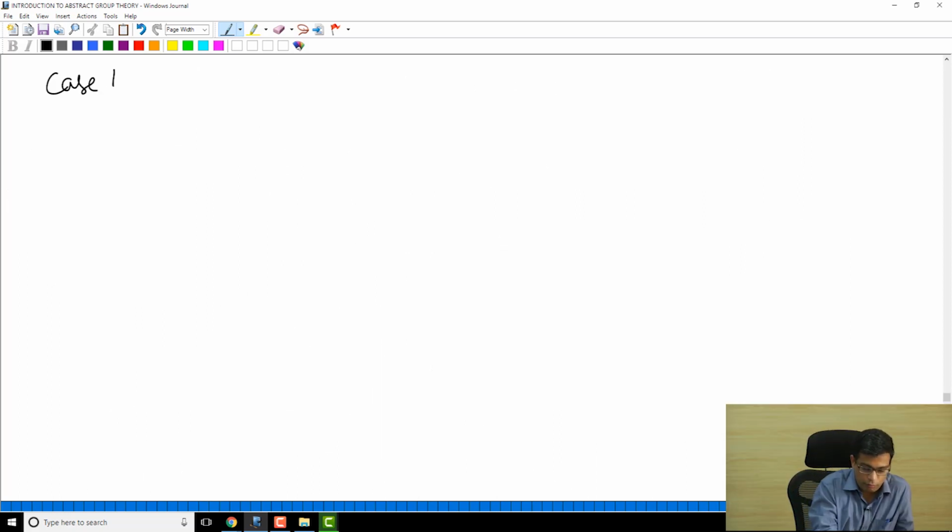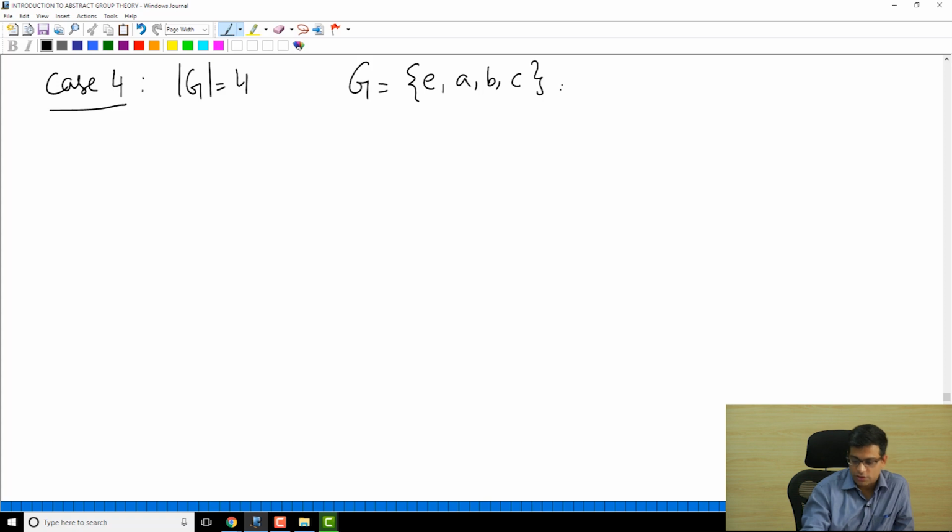Now case 4. That means the order is 4. So, G has 4 elements. Let us call them A, B, C. The non-identity elements are A, B, C. But now I will do the following. Suppose G is not actually, let me take that back. I do not want to enumerate these elements at this point.